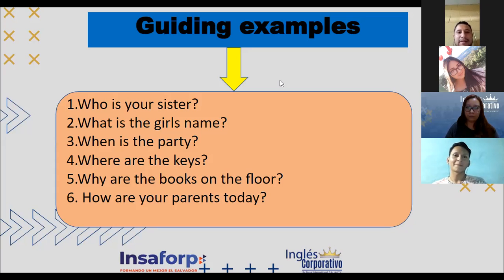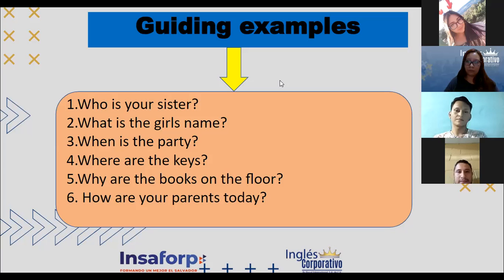Where are the keys? ¿A dónde están? Where are the keys? Repeat. Where are the keys? Number 5. Why are the books on the floor? ¿Por qué están los libros en el suelo? Why are the books on the floor? Thank you. Number 6. No, who. How? How are your parents today?